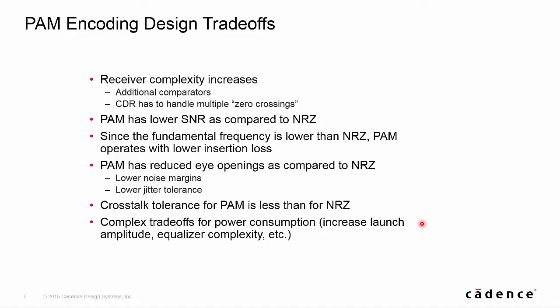Also, crosstalk tolerance for PAM is less than it is for NRZ. And there are complex trade-offs for power consumption: increased launch amplitude, equalizer complexity, etc., in the receivers and transmitters. So let's now look at a demo of the System SI tool with PAM encoding.